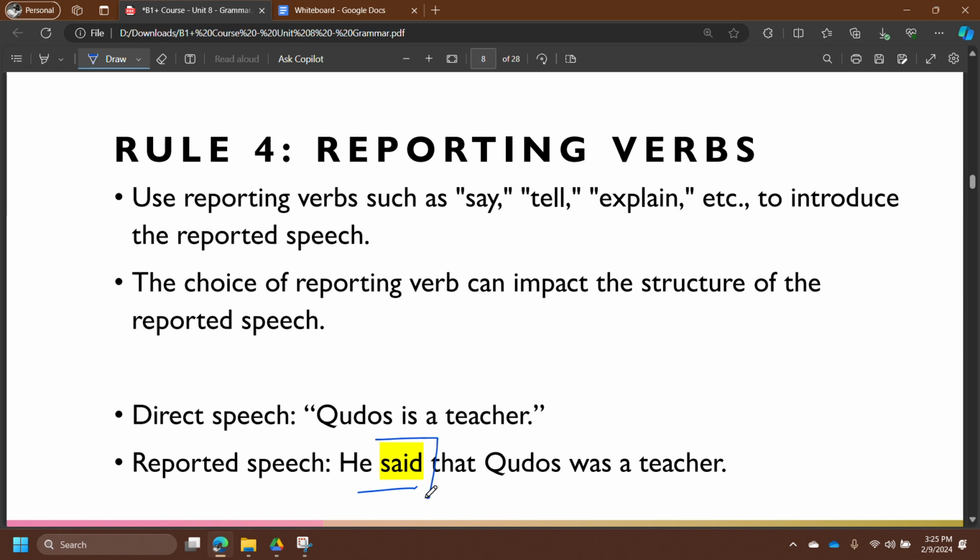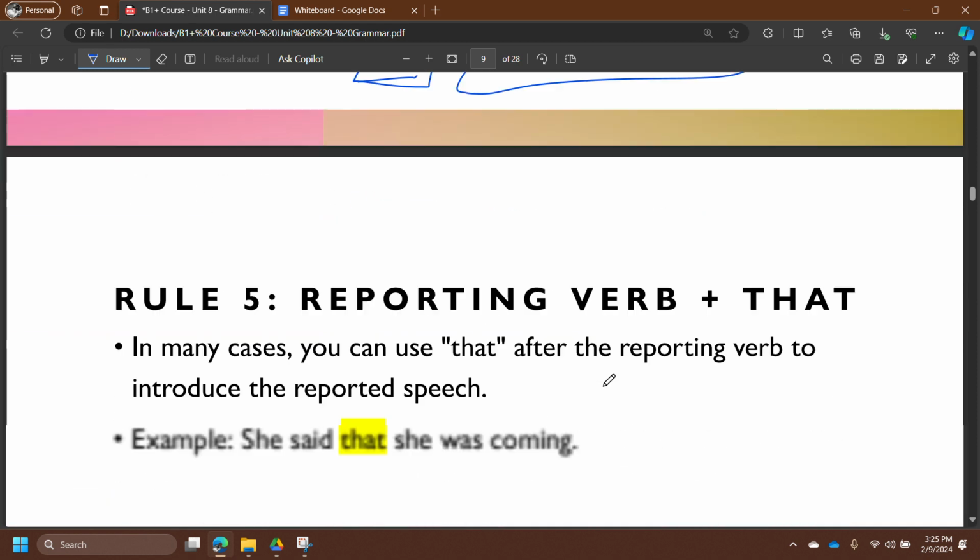So now said becomes your reporting verb. If the person said it in a different way, like maybe he explained it to some people, you could say he explained that Qudus was a teacher, or you could use commanded. If the person commanded you to do something, like he commanded the students to open the door, now it feels like a command because it was a command. It was an order. Okay.